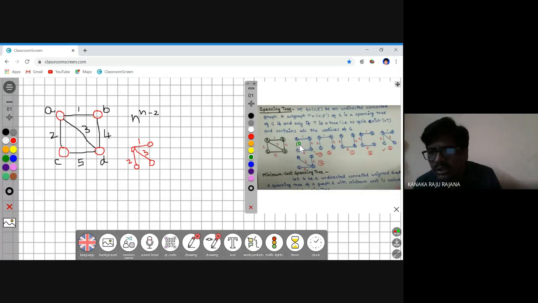Repeat the same procedure for the remaining possible spanning trees. Now if I observe this, again repeat: 1, 2, 4. Therefore, 4 plus 2, 6, 6 plus 1, 7. So in the second tree, I have the total cost as 7. In my third, 4, 2, 5. Now it is 5 plus 4, 9, 9 plus 2, 11.